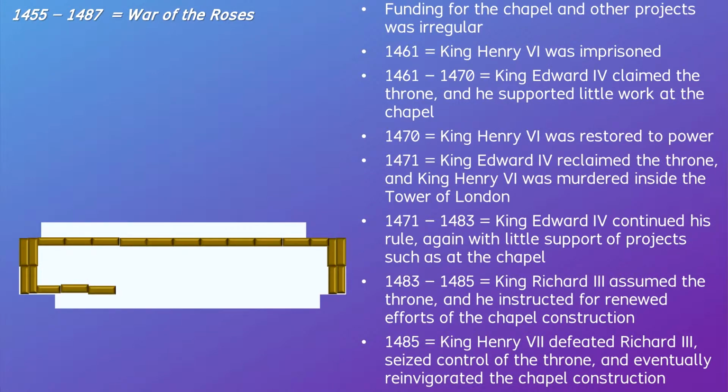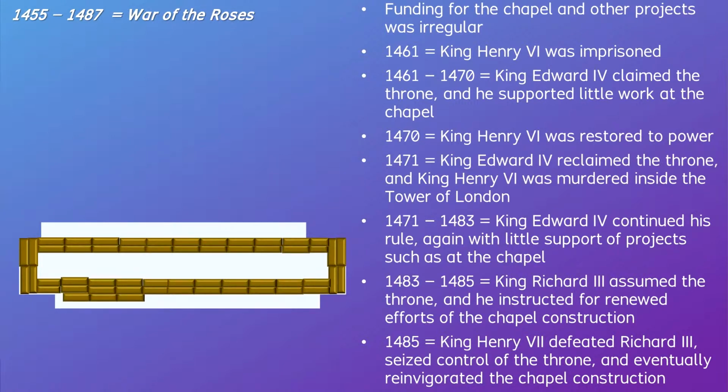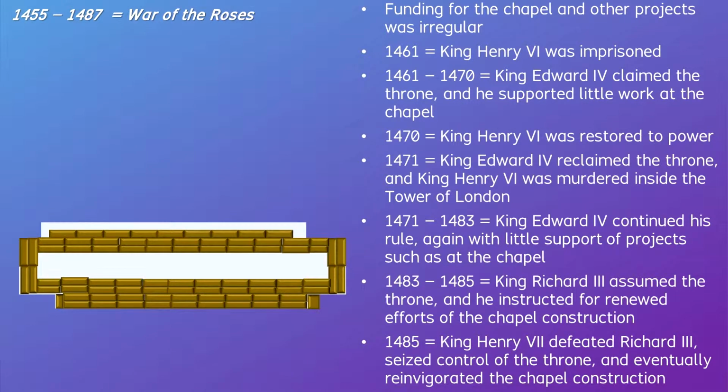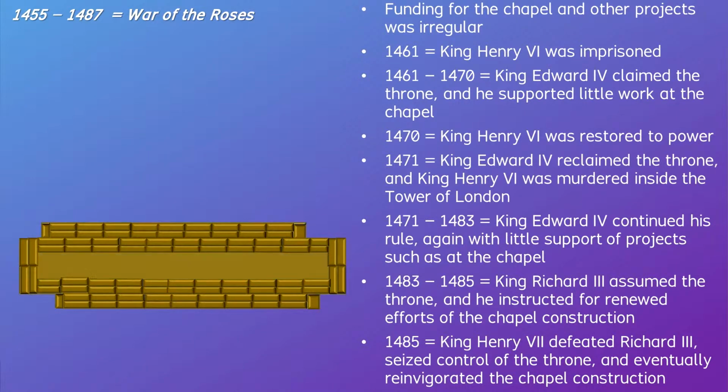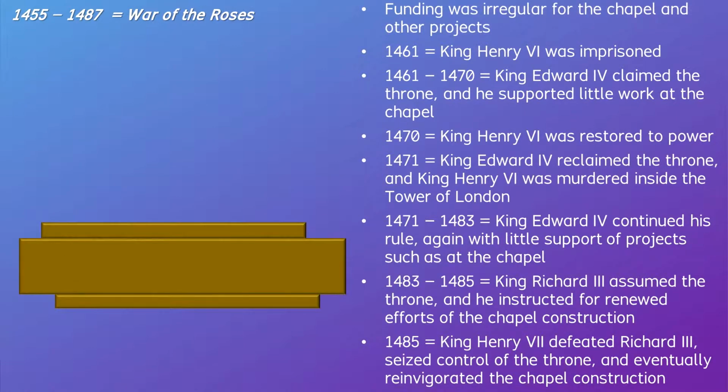Replacing Henry VI, the new King Edward IV supported little work at the chapel, and later King Richard III instructed for renewed efforts. In the year 1485, King Henry VII defeated Richard III and reclaimed the throne for the House of Tudor. Eventually, King Henry VII agreed to continue the work of the King's College and particularly of the chapel.